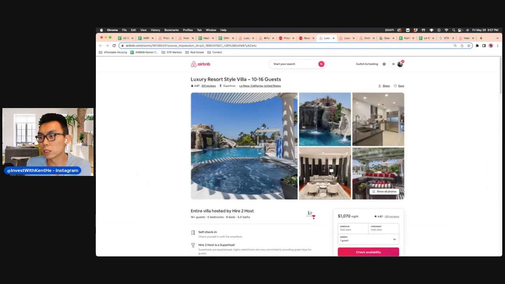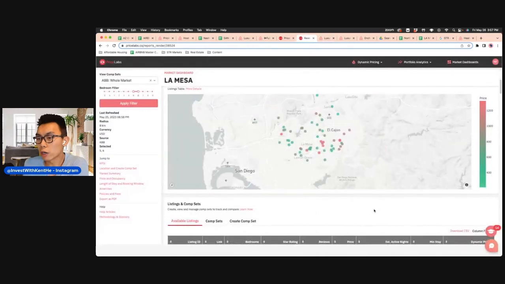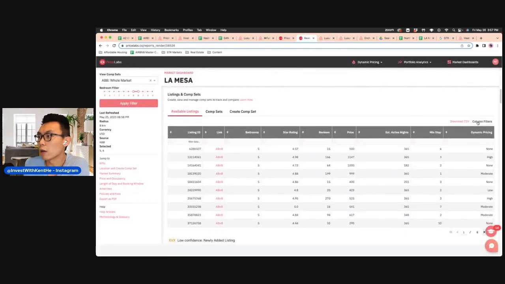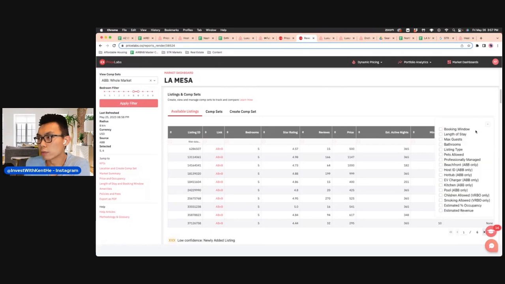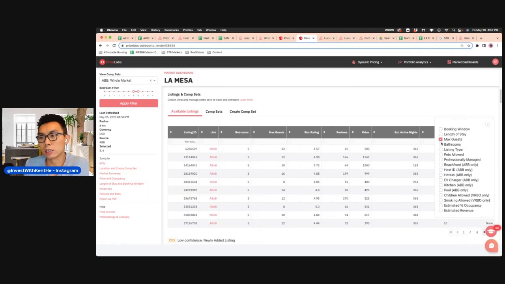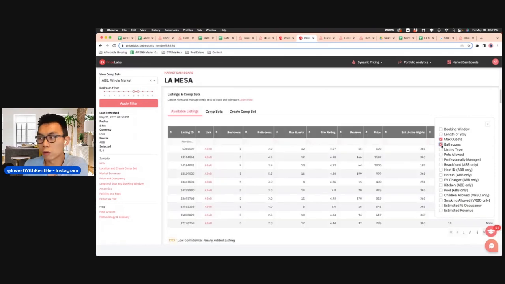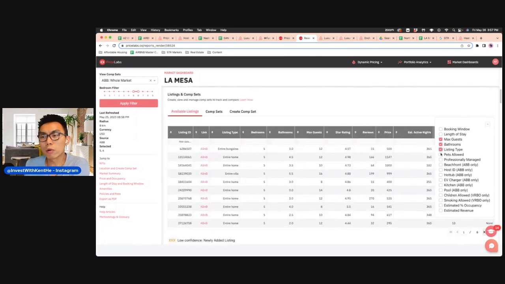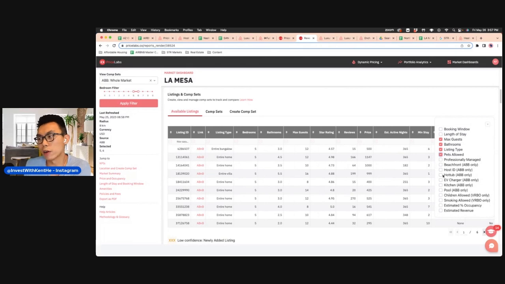Okay, seems right. Then what you're going to want to do is come down here, and for column filters, you're going to want to put in a few items. You're going to want to put in max guest, because if all the top performers sleep 16 people, you should be designing your property to sleep 16 people or 16 plus, whatever that may be. Bathrooms are really important. Listing type is really important because you want to compare apples to apples. You want to understand, is this a condo against a condo? Is this a house versus a house? These are all very important attributes so that you're comparing apples to apples and finding a good comp.